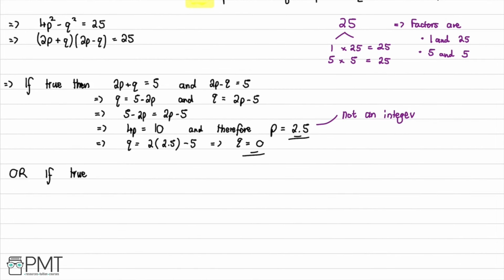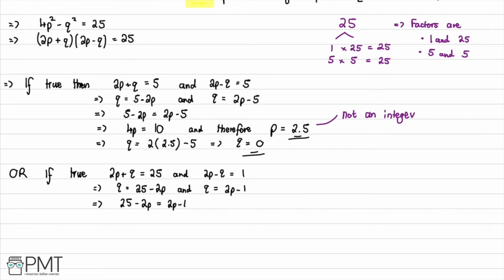So now we have, or, if true, then we'll have that 2p plus q is going to be equal to, well, we're going to be looking at our 1 and 25 factors. So we'll begin with 2p plus q is equal to 25, and then this would mean that 2p minus q is equal to 1. So therefore, rearranging these in the same way, we have that q is equal to 25 minus 2p, and likewise, we'll have that q is equal to 2p minus 1. So therefore, equating these, we have that 25 minus 2p is going to be equal to 2p minus 1.